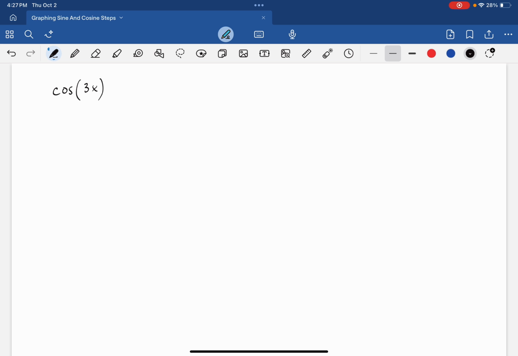Okay, so the first step would be to find the period based on what we have for b. So here the coefficient in front of x is 3, so b equals 3. And that means T, our period, based on our formula, would just be 2 pi over b, which is 2 pi over 3.